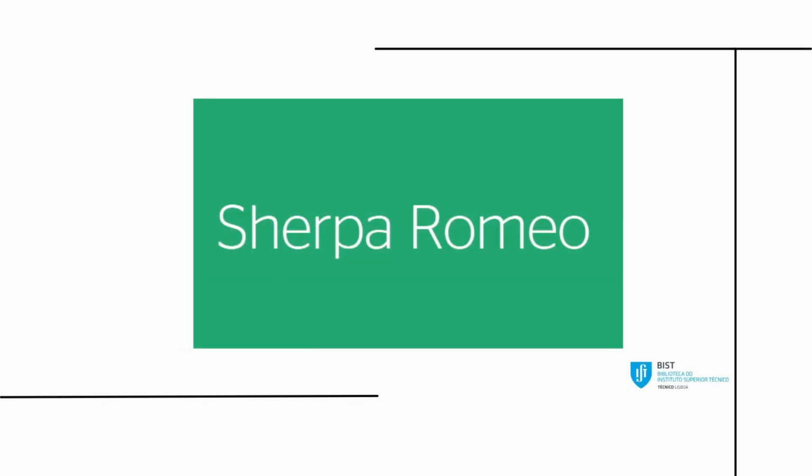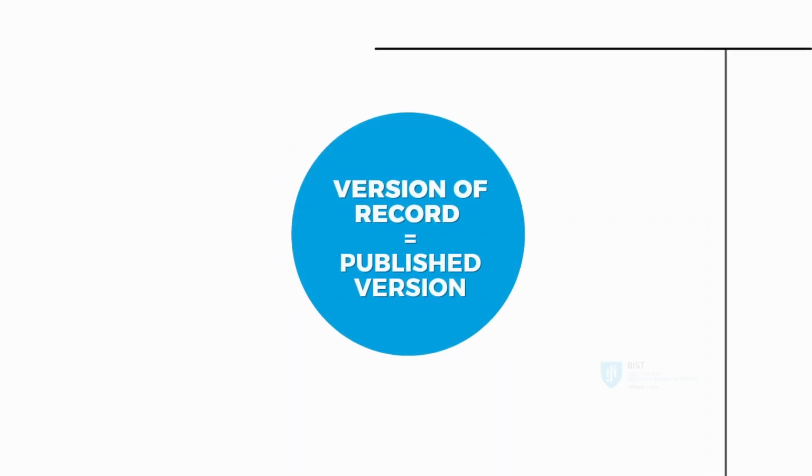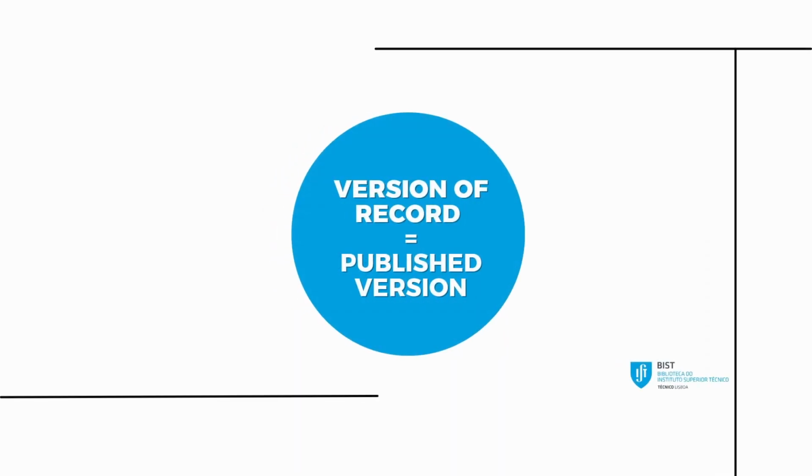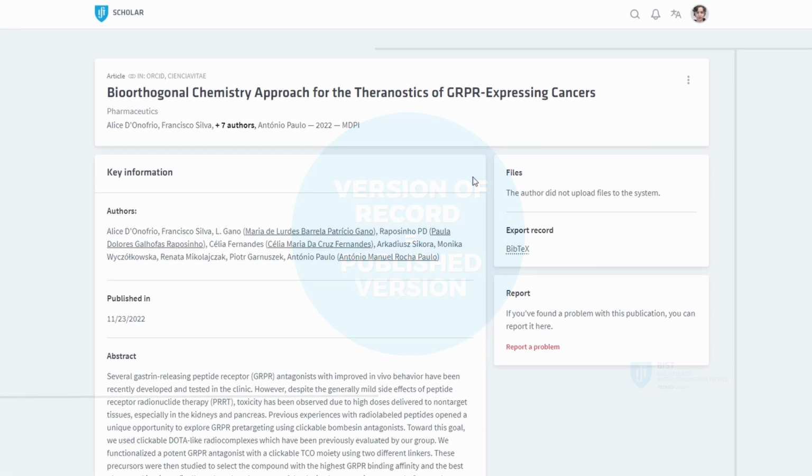Sherpa Romeo. The Sherpa Romeo platform informs about the self-archiving possibilities of each journal, and the author, depending on the contract with the publisher and the rules of the funding entity, will be able to make decisions. As mentioned, most allow the deposit of a document prior to publication, be it the accepted version or the submitted version. We will now see the process of inserting various types of files.